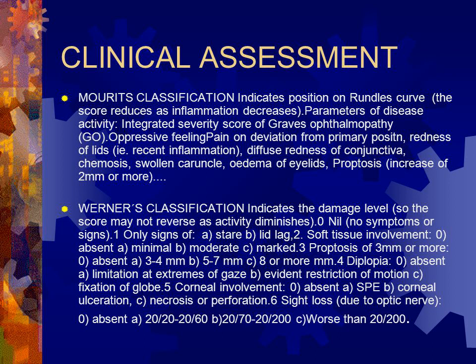3: proptosis of 3 mm or more, 0 absent, A 3 to 4 mm, B 5 to 7 mm, C 8 or more. 4: diplopia, 0 absent, A limitation at extremes of gaze, B evident restriction of motion, C fixation of globe. 5: corneal involvement, 0 absent, A stippling, B corneal ulceration, C necrosis or perforation. 6: sight loss due to optic nerve, 0 absent, A 20/20 to 20/60, B 20/70 to 20/200, C worse than 20/200.